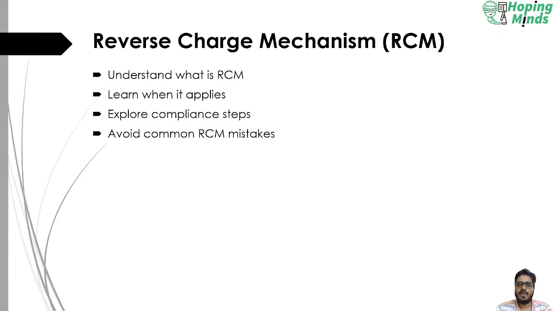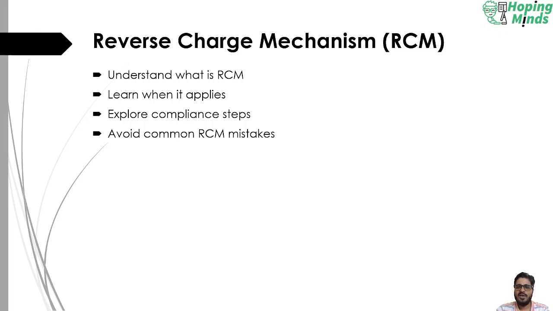So let us start with today's topic, that is reverse charge mechanism. In this topic we will understand what RCM is and when it is applied. Also, we will explore the compliance procedure of RCM and the common mistakes that need to be avoided by a taxpayer while reporting reverse charge mechanism.